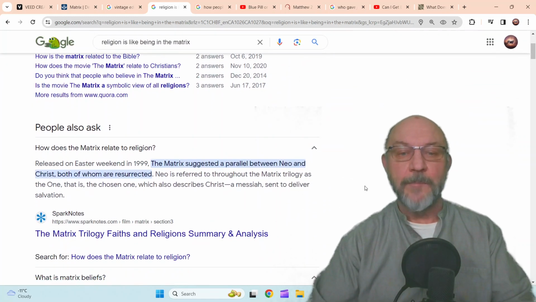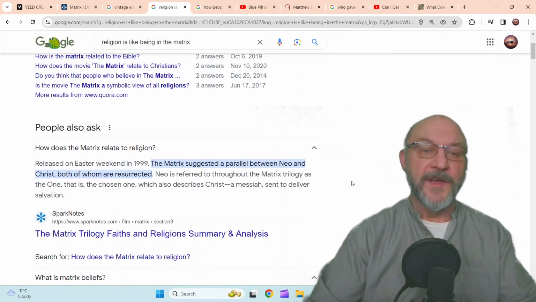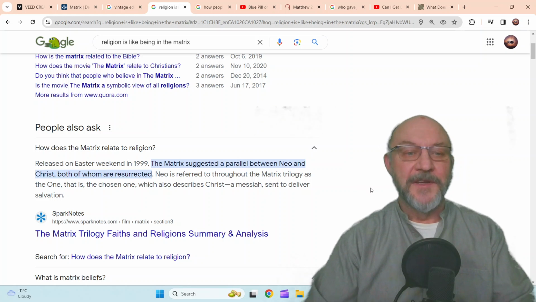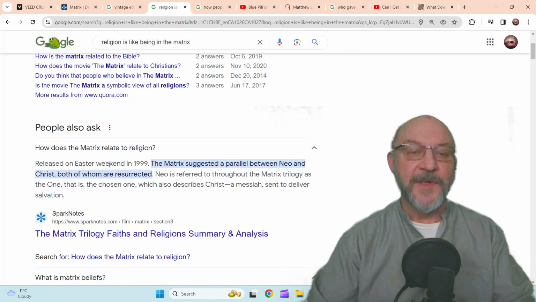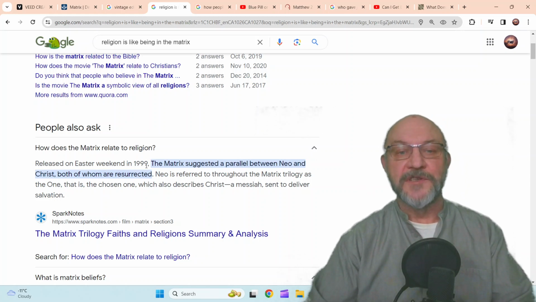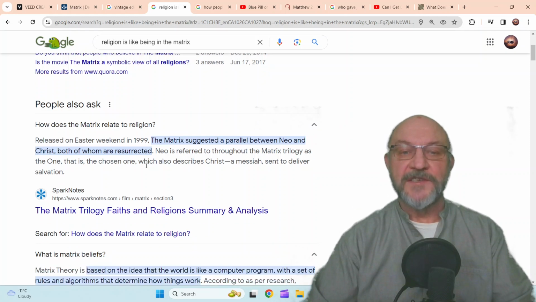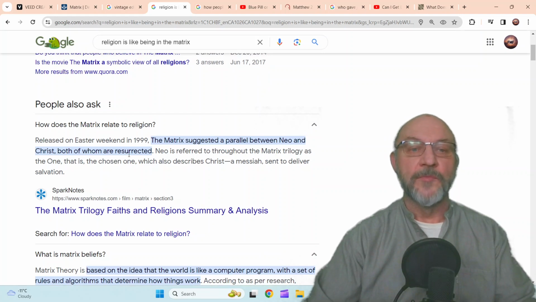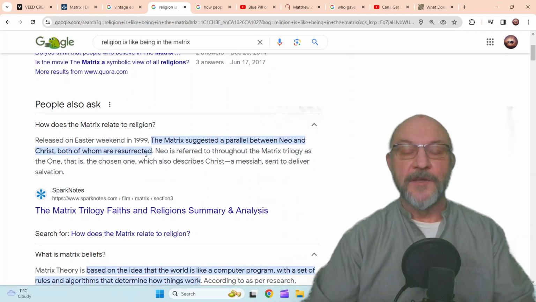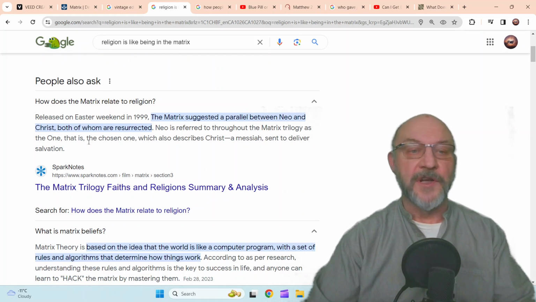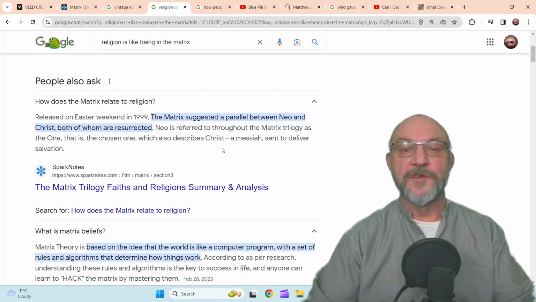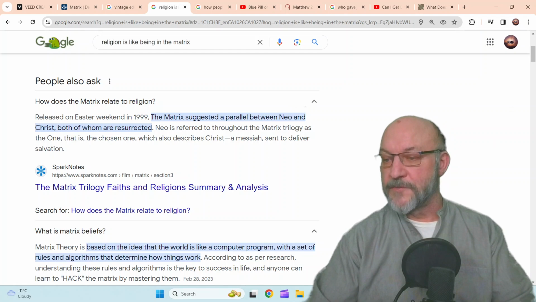Well, when we think of the movie The Matrix, they kind of link that to religion. It was released on Easter weekend, 1999. The Matrix suggested a parallel between Neo and Christ, both of whom are resurrected. And Neo is referred to throughout the Matrix trilogy as the One, the chosen one, which also describes Christ as Messiah sent to deliver salvation.